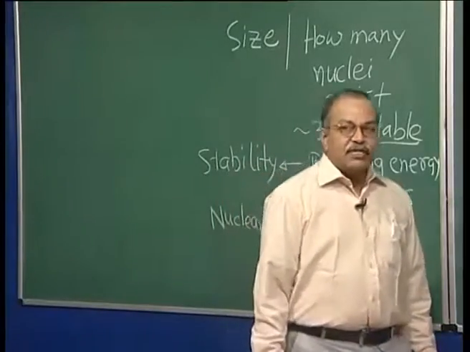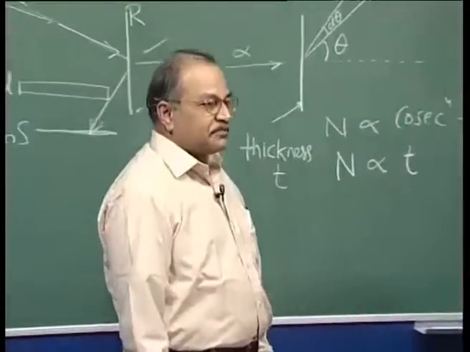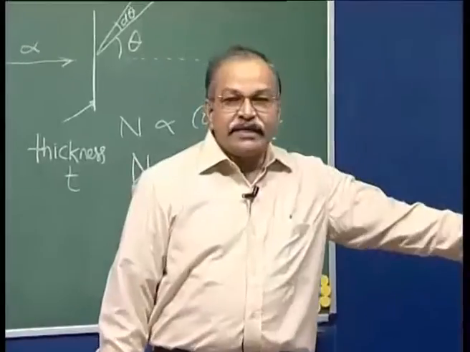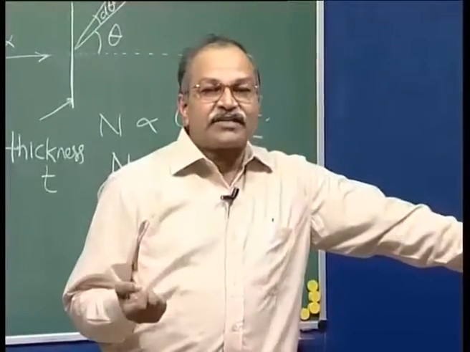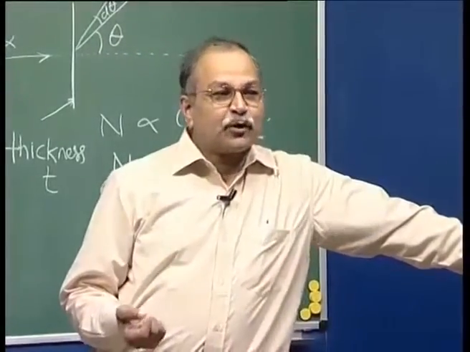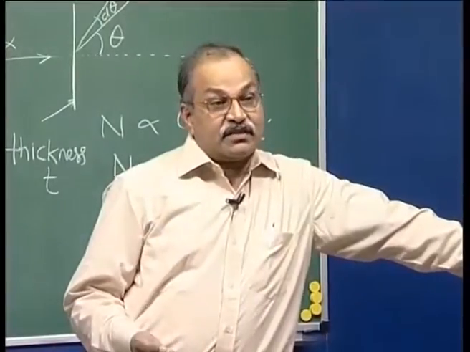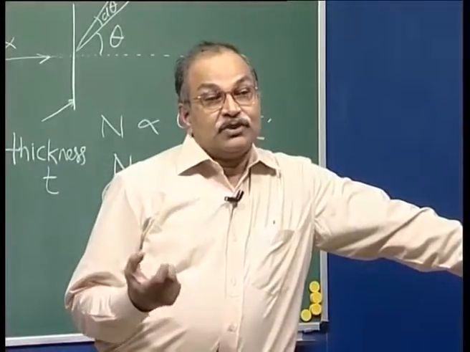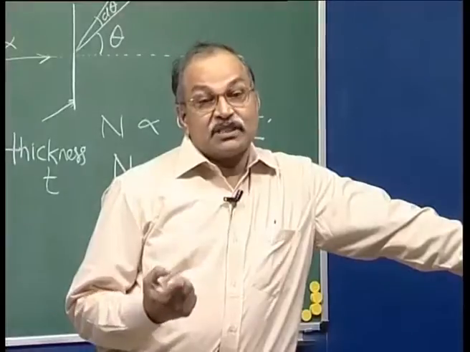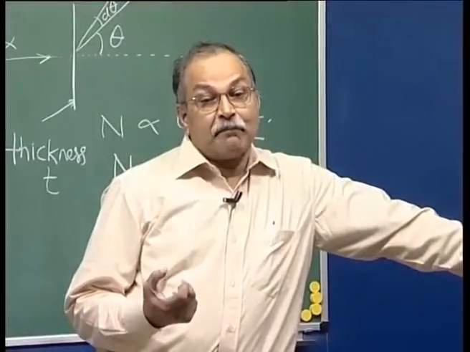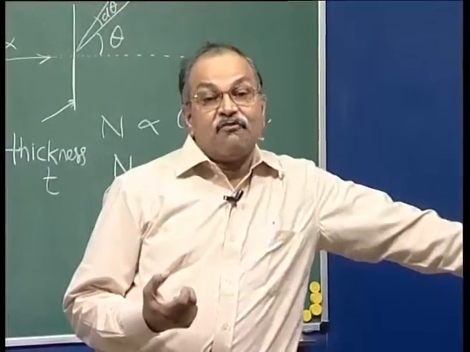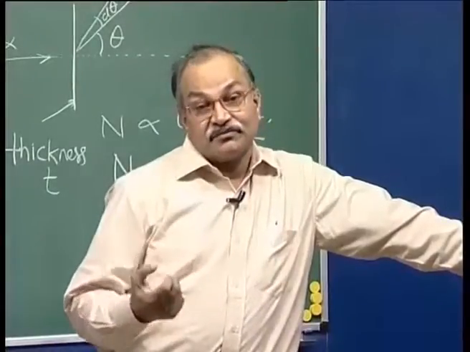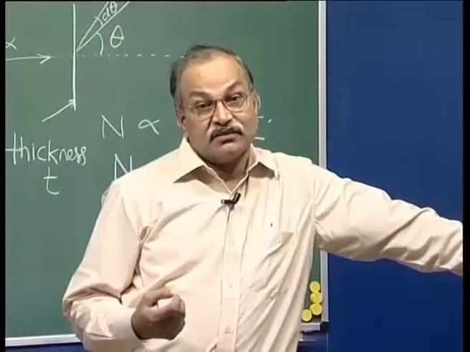So, inside the nucleus you have protons and neutrons. The neutrons are electrically neutral and the protons are all positively charged. So many protons with positive charge are packed in a small volume. Why do they not fly apart? Because of the Coulomb repulsion.